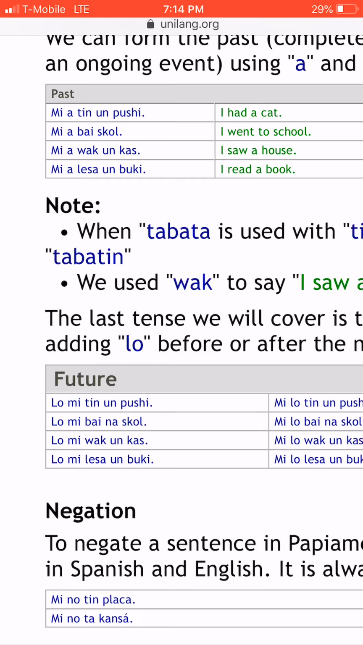Nanawak un school. And the other one, mira. Nanamira un school.